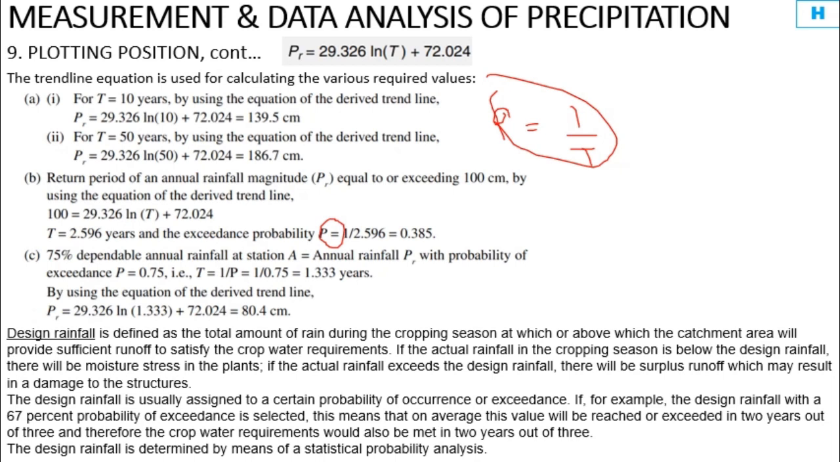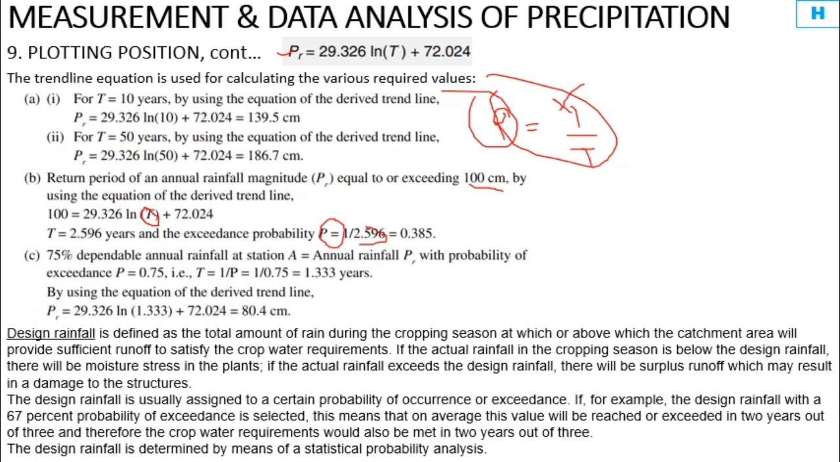Let's do that. So, let's use this equation. Substitute natin yung 100 cm na pinapa-evaluate. So, 100 cm is equal to 29.326 natural logarithm ng t, which is our unknown, plus 72.024. So, doing the operation, we get t is equal to 2.596 years. Ito yung period niya. And then, yung probability of exceedance niya, we just substitute yung t na to sa formula na to. We get na yung probability equal to 2.385.